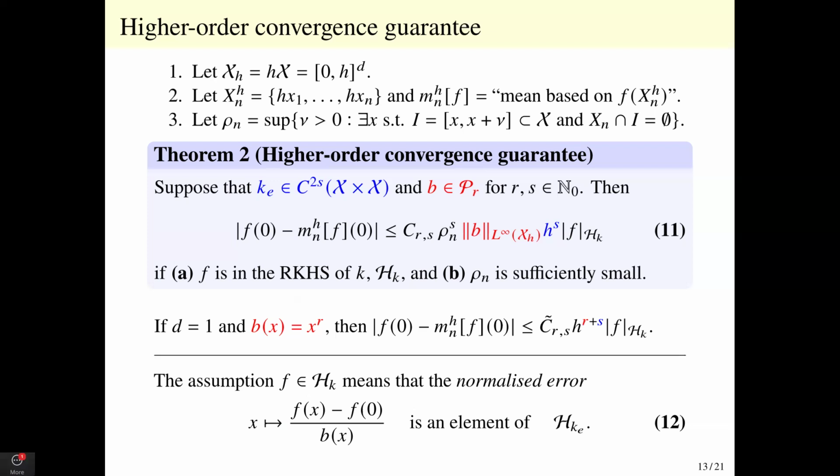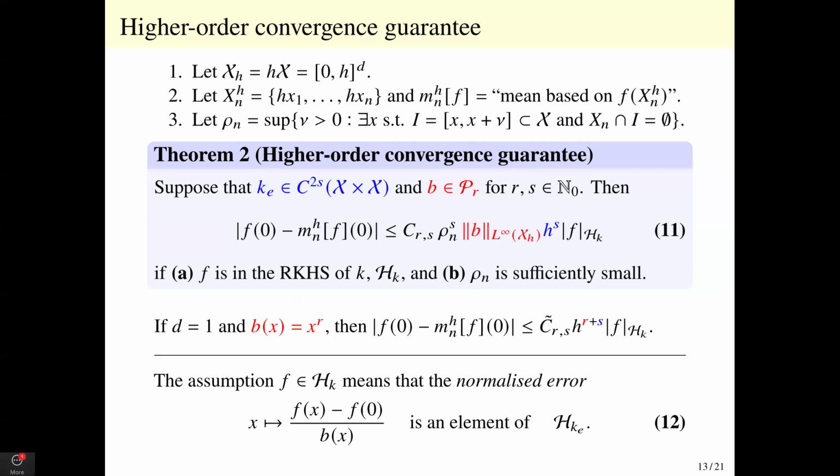If I go to dimension one and select this particular polynomial that we saw earlier, then this bound becomes h to the r plus s. Here r is the assumed rate of convergence of the method, so it's the same thing that we had for the classical Richardson method. And s is the extra term that we get from inserting smoothness assumptions via Gaussian process regression. So under certain assumptions, if this approximation process is S times differentiable, then you can get S extra orders of convergence.